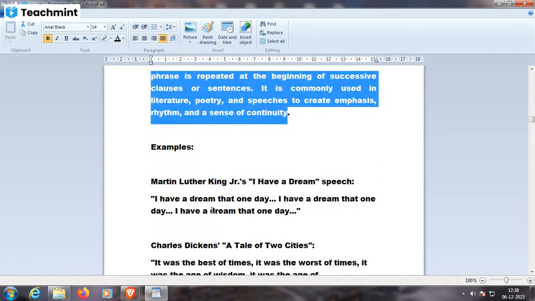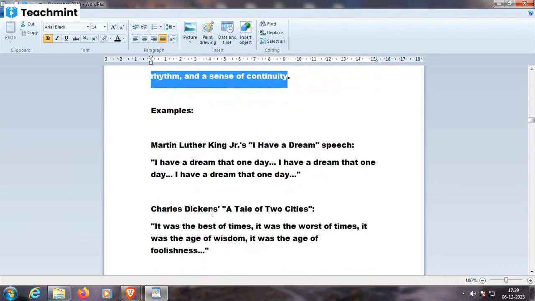Examples like Martin Luther King Jr. said in his I Have a Dream speech: I have a dream that one day, I have a dream that one day I'll become this or I'll become that. These are called anaphora, the way of expressing yourself.